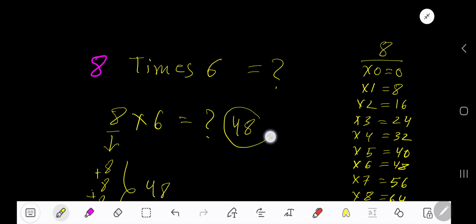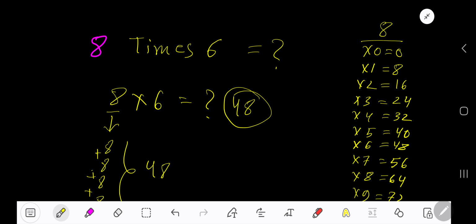You can also find the result 48 by using the multiplication table of 8. 8 times 0, 0, 8 times 1, 8, 8 times 2, 16, 8 times 3, 24. To find the multiplication table of 8 easily, just add 8 to the previous step: 0 plus 8, 8, 8 plus 8, 16, 16 plus 8, 24, 24 plus 8, 32, 32 plus 8, 40. This process will continue. 8 times 6, 48.